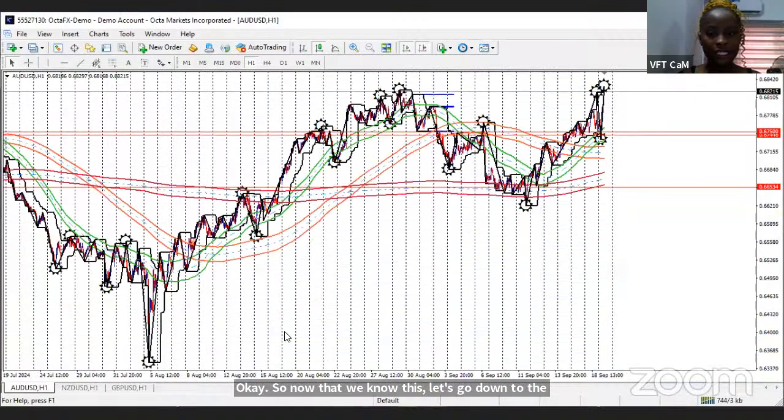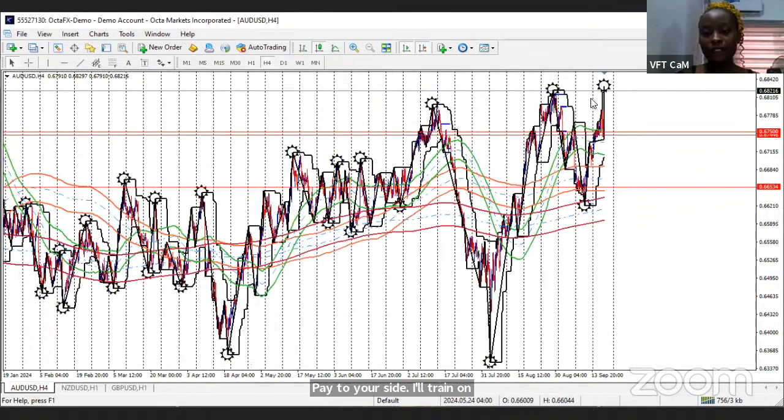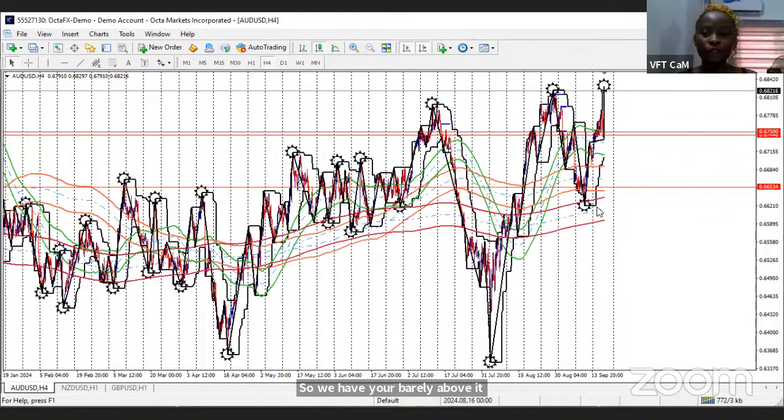Starting with AUD USD as we always do, clearly to the upside. Our trend on the H4 as well, clearly to the upside. It even took out this particular high that we have here, barely, but it did, took out liquidity above it. So now that we've seen all of this happen on AUD USD, profit taking has occurred as well, meaning those who took the buys have started taking their profit out of the market.